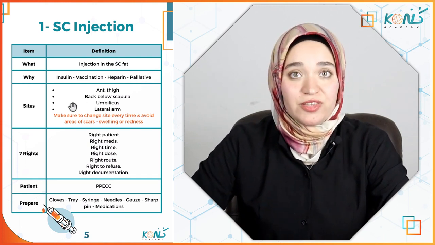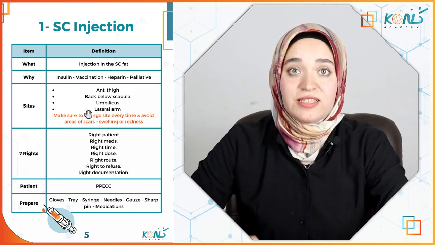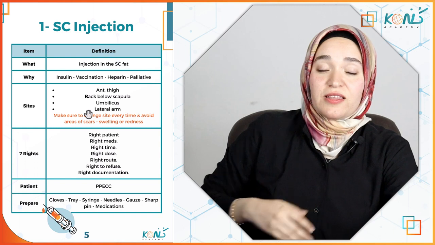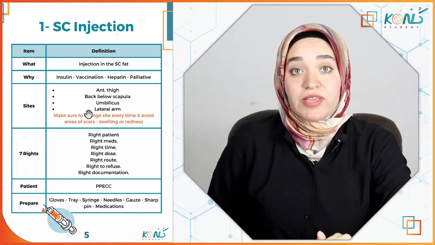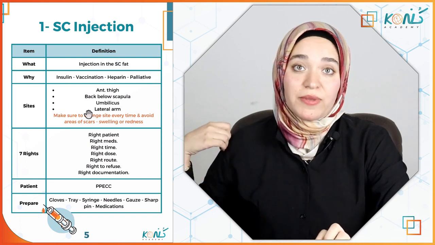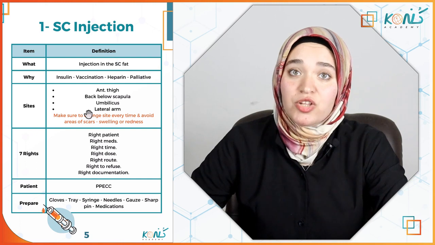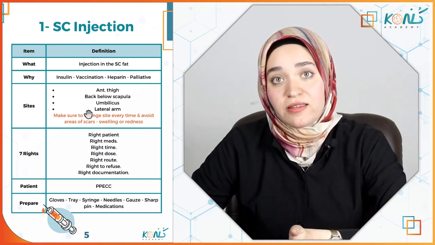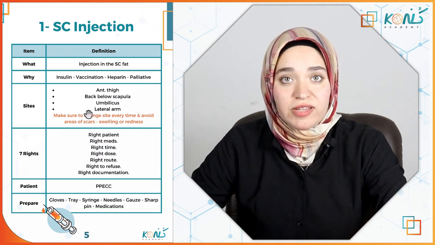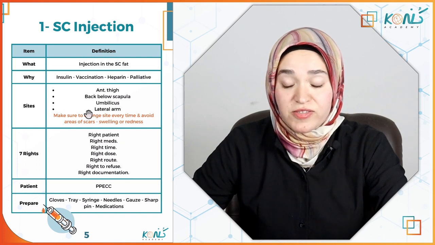Then let me explain to you the sites of injection. You can inject subcutaneously in the arm, in the anterior thigh, and also around the umbilicus and in the back behind the scapula. These are the sites. But please make sure do not inject many times in the same site and keep changing it. If you notice any redness, any scars, please avoid these sites.